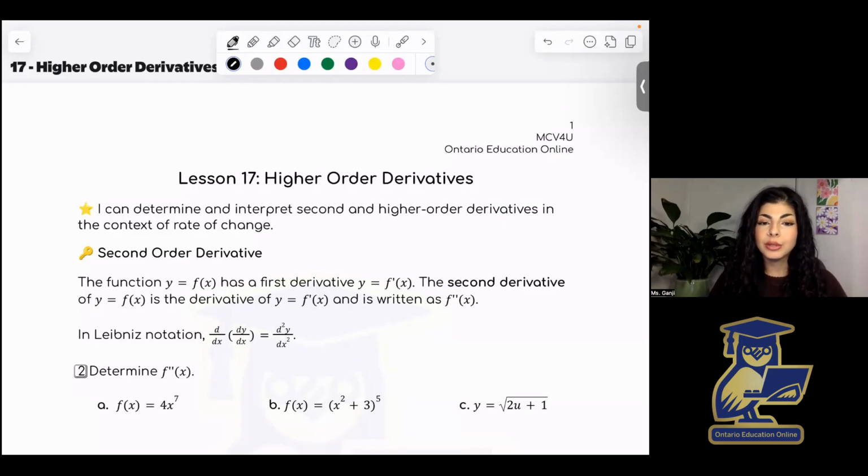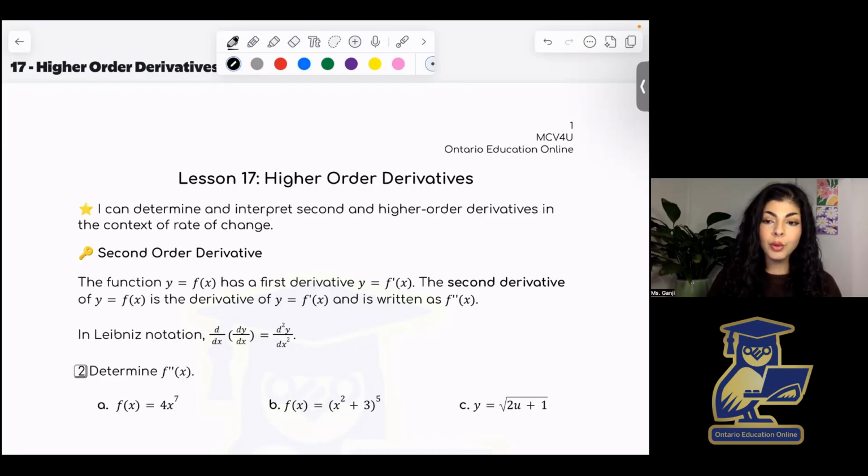So our learning goal is to determine and interpret second and higher order derivatives in the context of rate of change. So first of all, what is a higher order derivative? You've already seen derivatives, and those are actually our first derivative. And sometimes you can find the derivative of a derivative and the derivative of that derivative and so on. And those will be your higher order derivatives.